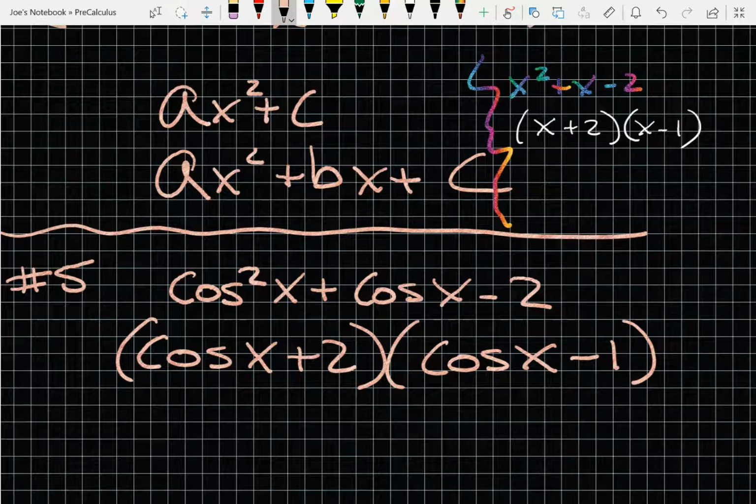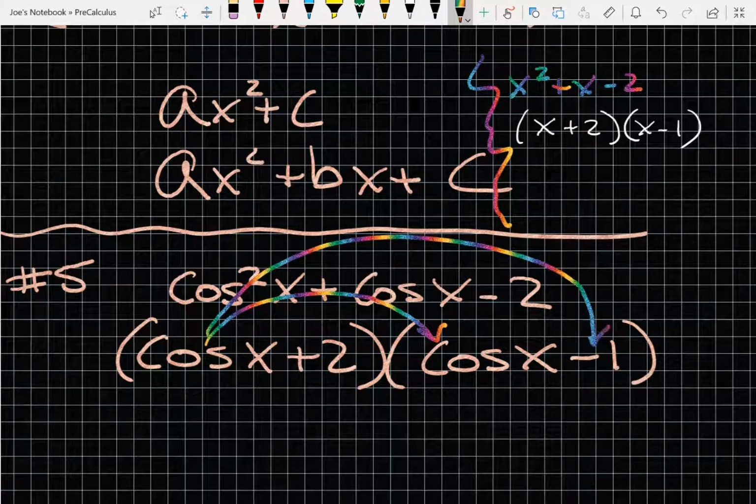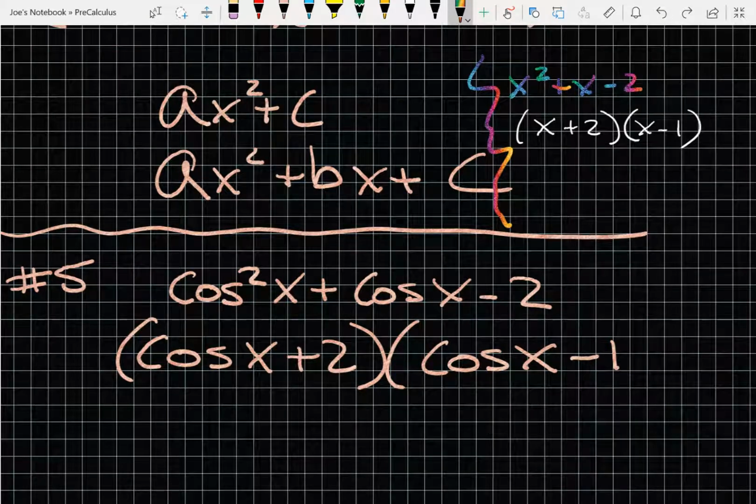Let's just pretend it were on my test, so it's well worth checking, right? What happens when I do cosine times cosine? That gives me cosine squared. What about cosine times negative 1? That's negative cosine. Cosine times 2, well, that's adding 2 cosines to a negative cosine, which gives me the positive. And then I do my negative 1 times my positive 2, giving me negative 2. It does, on the original, in the factoring. Yes. So that is it. All right.